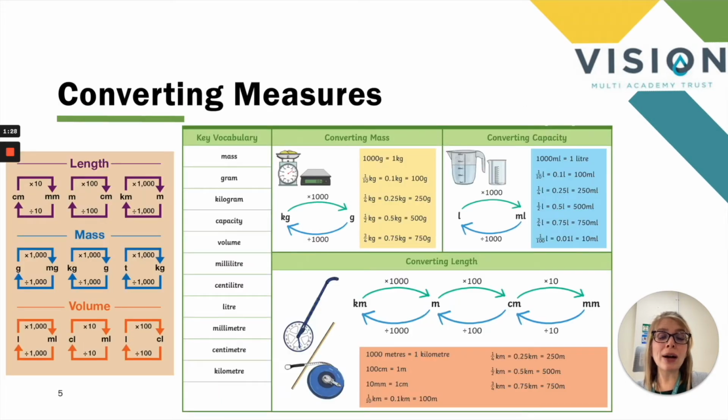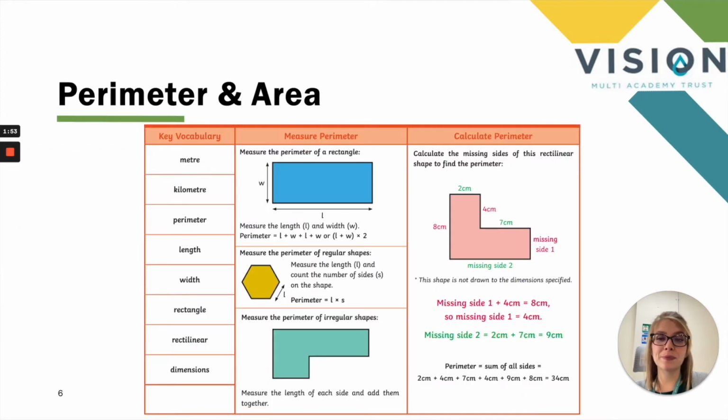So we're looking now at converting measures. So we're going to be converting length, mass and volume. So in problems using grams and kilograms, we need to make sure that children, for example, are confident in converting, same in capacity and same in length. Now this is something that was looked at in year 3 and 4, but it's reaffirming this and building upon this in year 5.